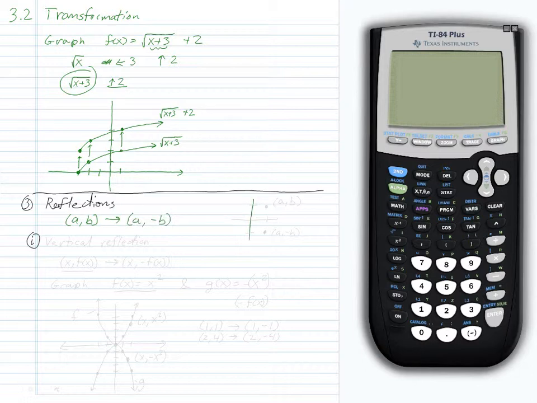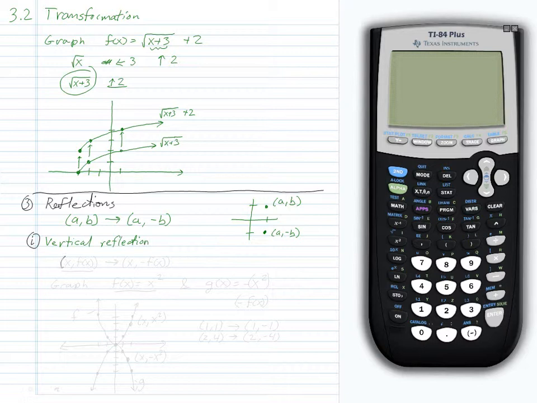To see that, we can plot a couple of points. Here we have our point (a, b). There are a units and b units vertically. Its mirror image across the x-axis will be located at (a, negative b). So a vertical reflection can be achieved by making the y-coordinate negative.